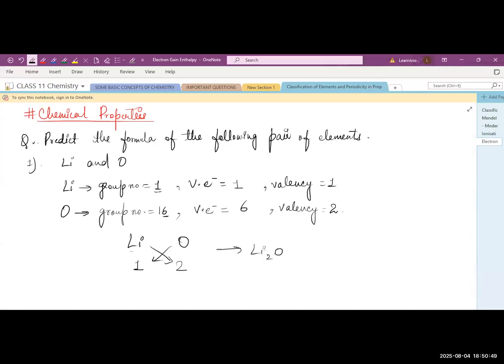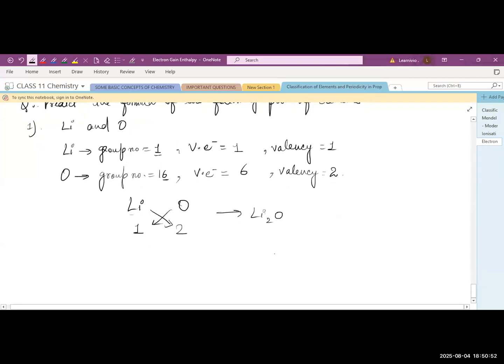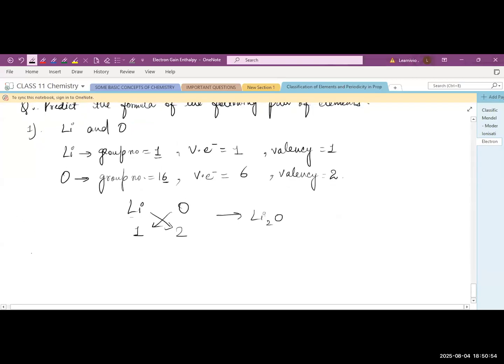Yeah, ma'am. Okay, so next you tell me, if I give you magnesium and nitrogen, what will be the formula for the compound formed from magnesium and nitrogen?